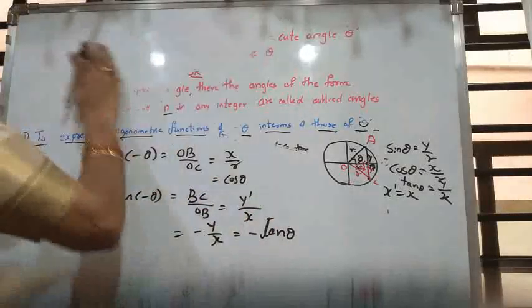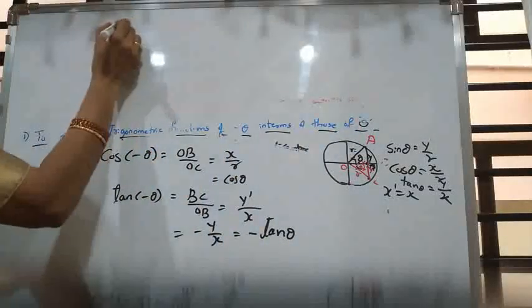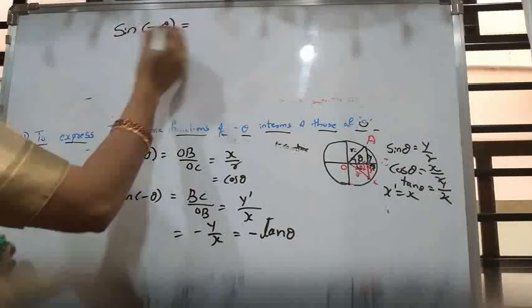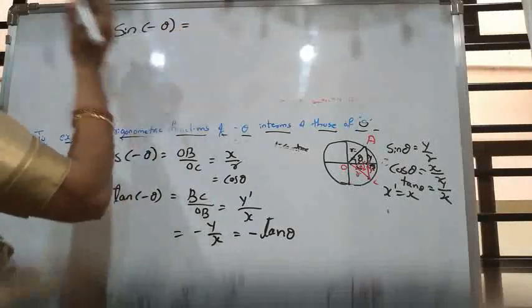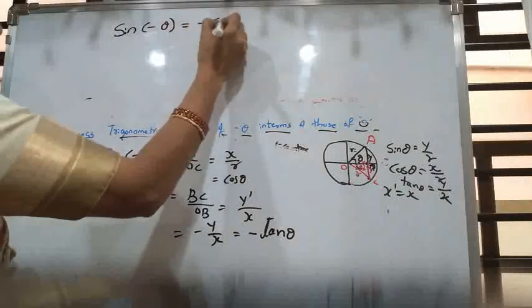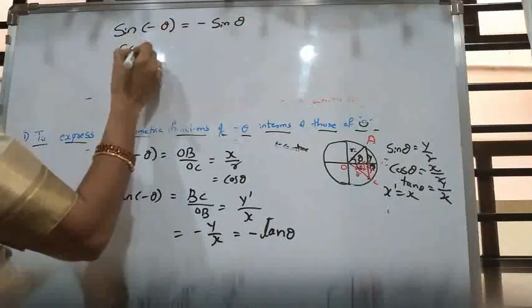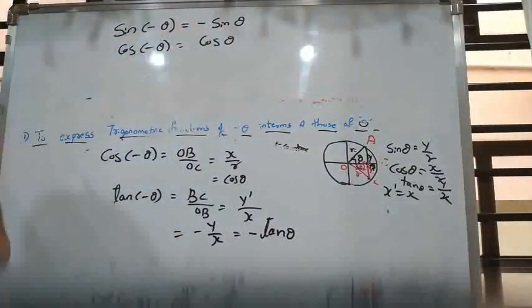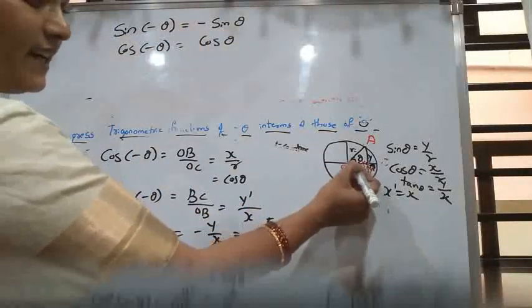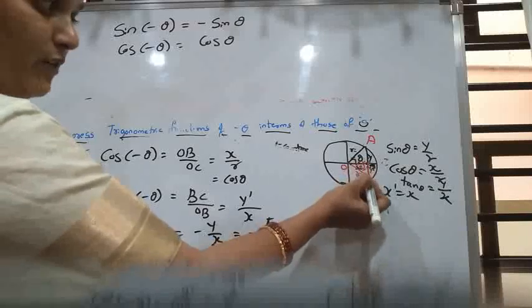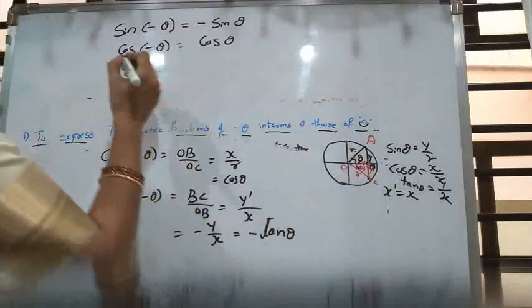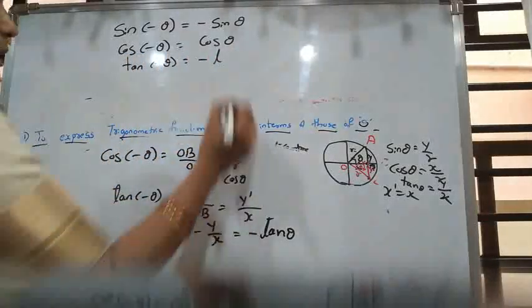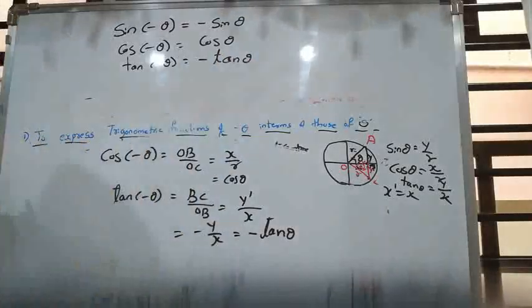So, what have we proved? Sine of a negative angle, minus theta. Sine of minus 45 degrees, if I say it, you will write as minus sine 45. Minus sine theta. But cos of minus theta will be plus cos theta only, because I took the adjacent side, and that adjacent side is positive in the first and fourth quadrants. This is positive only. Then tan of minus theta is minus tan theta.